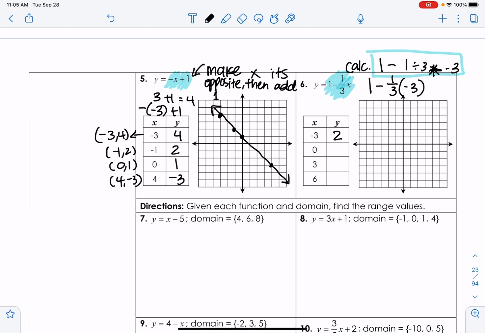And I'll do the same thing for all my other x's. So I got 0, and then I got 1 here. For the next one, when my x equals 3, I got 0. And finally, when my x is 6, I got -1. Then I just go ahead and graph: (0, 1), (3, 0), and (6, -1).